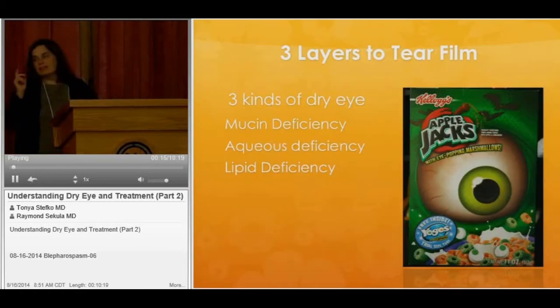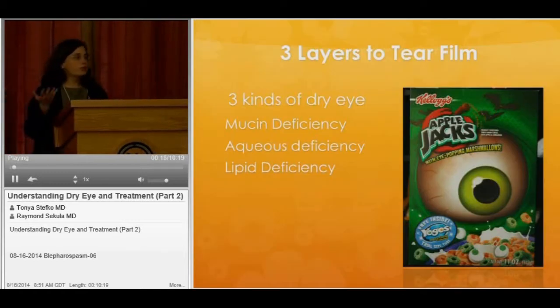So, like Dr. Evinger told you, you have 3 layers to your tear film. And so you have 3 kinds of dry eye. You have a mucin deficiency, you can have an aqueous deficiency, or you can have a lipid deficiency.